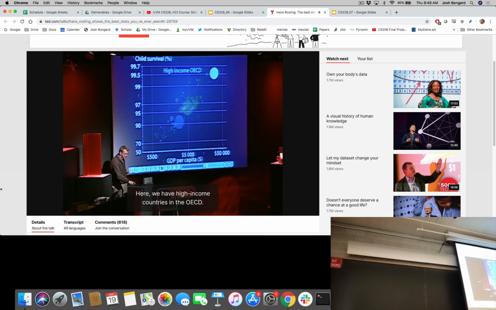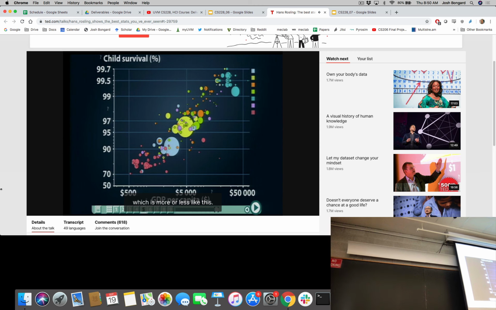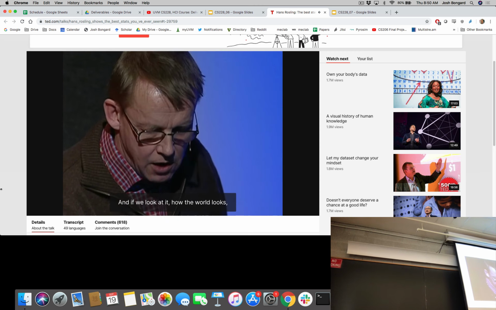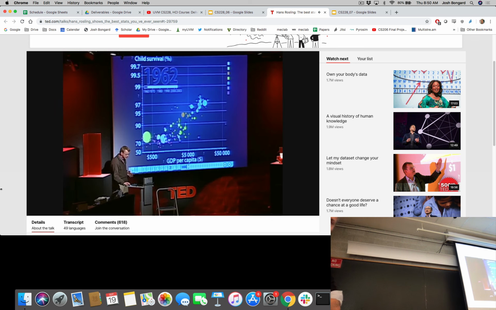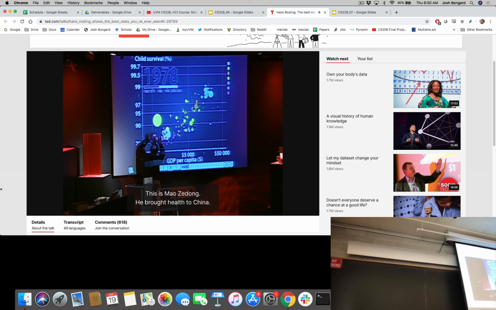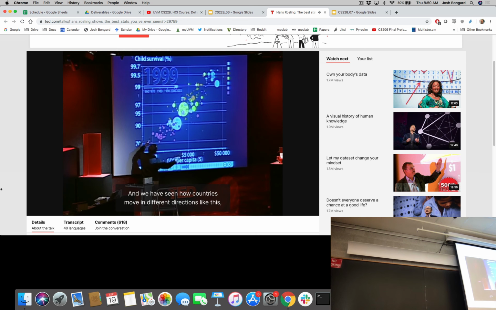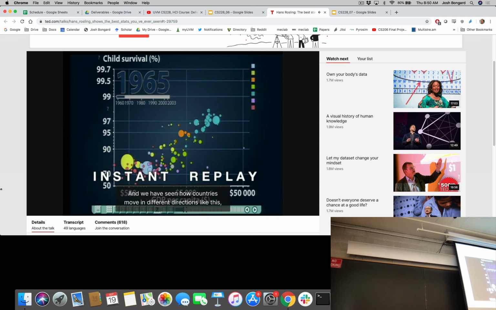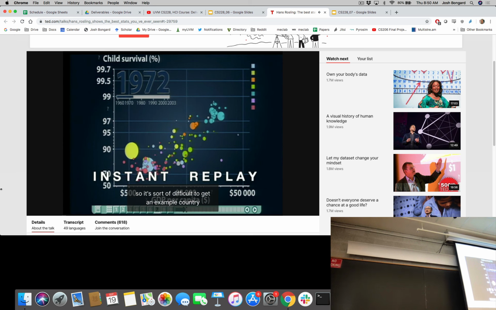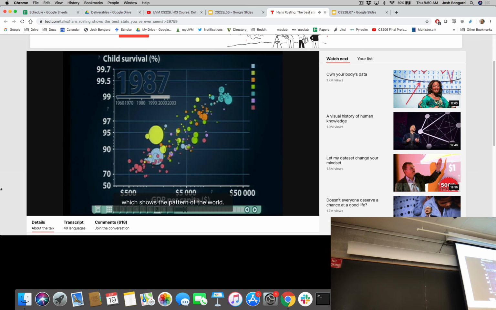And here we have high-income countries in OECD, and we get the whole pattern here of the world, which is more or less like this. And if we look at how the world looked in 1960, it starts to move, 1960. This is Mao Zedong. He brought health to China. And then he died, and then Deng Xiaoping came and brought money to China and brought them into the mainstream again. And we have seen how countries move in different directions like this. So it's sort of difficult to get an example country which shows the pattern of the world.